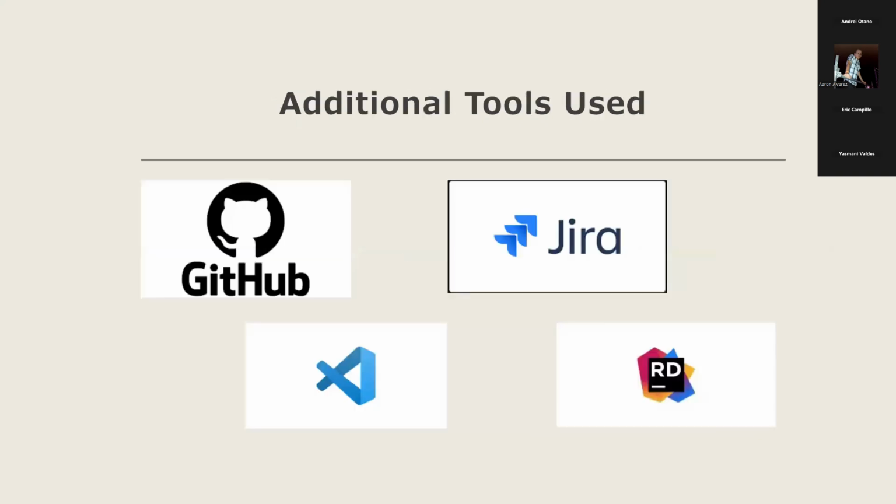Some tools that we used were GitHub. We created a repository that allowed us to all work on the project simultaneously. We used Jira to create sprints and tickets to properly map out and keep track of all the work we had done and needed to do. And then some IDEs we used were VS Code and Rider.